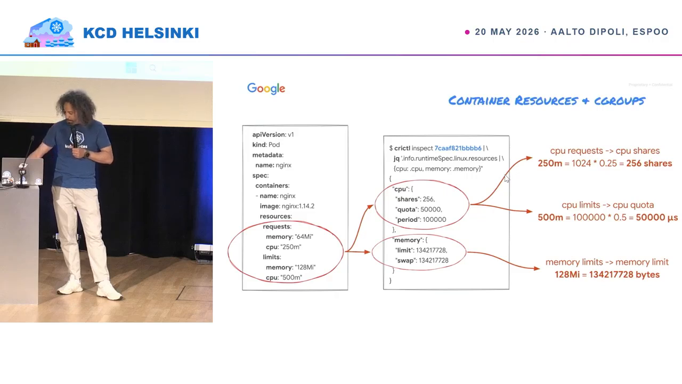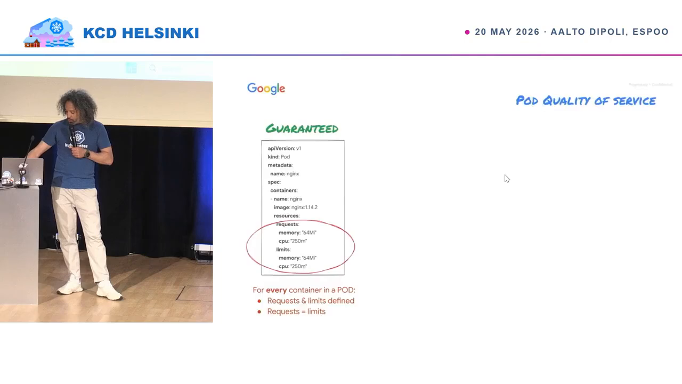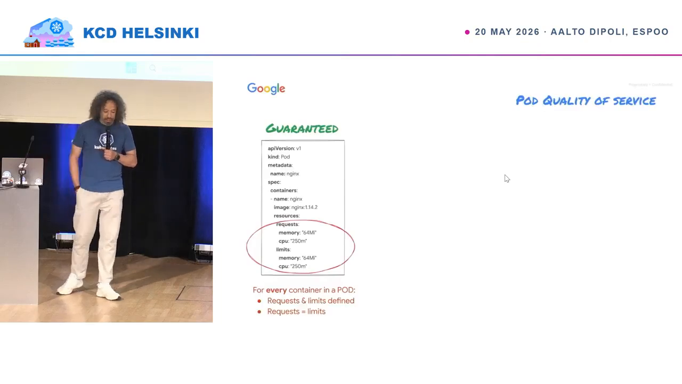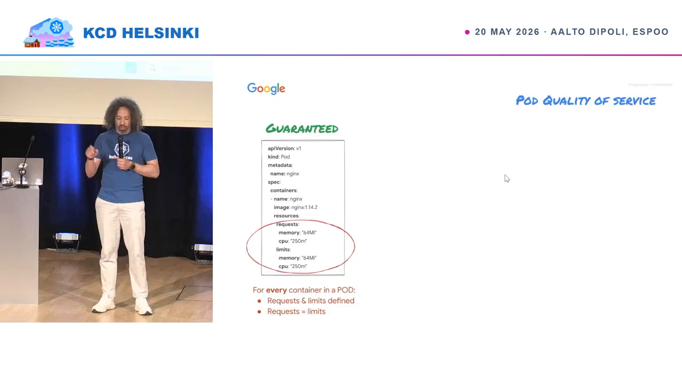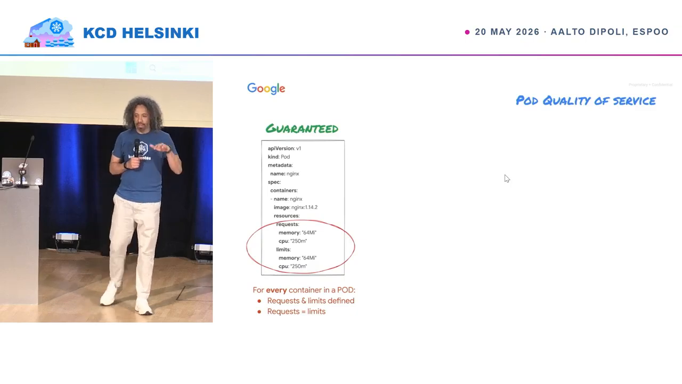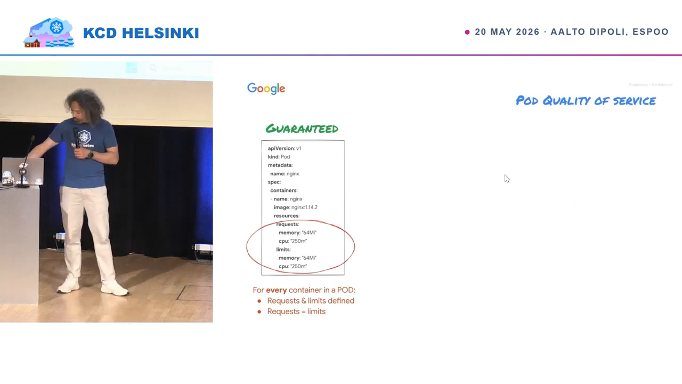So how do we right-size a pod? The million-dollar question. Depending on what you are doing and which parameters you set, you're going to end up in three different situations. Either in what we call a guaranteed situation, where you are setting both the limits and the requests. That means Kubernetes will guarantee that the requests are available at scheduling time, and it will also guarantee that your pod is not going to exceed its limits. That's the guaranteed part.